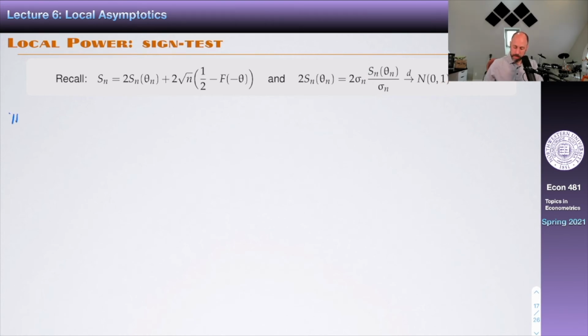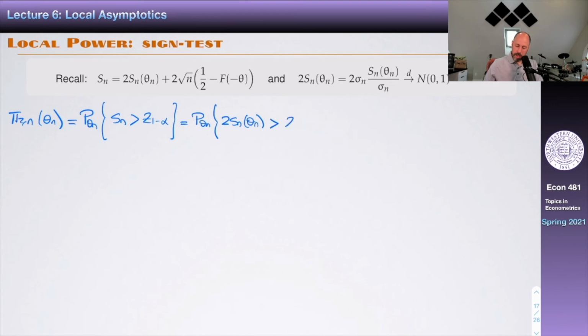And now we're ready. Pi 2n(theta n), which is the probability under theta n that Sn is greater than z1 minus alpha, is equal to the probability under theta n that 2Sn(theta n) is greater than z1 minus alpha minus 2 square root n times (1/2 minus f(theta n)). Oh, there's a typo here. Look at that. This should be a theta n.